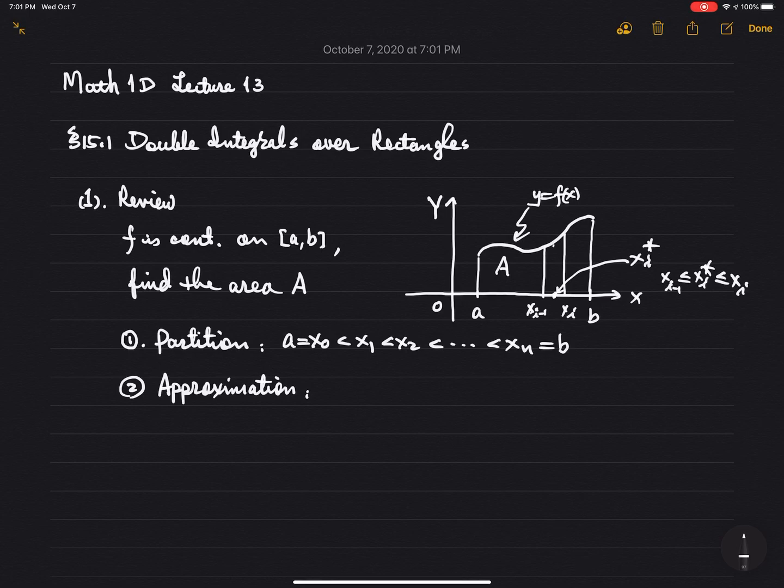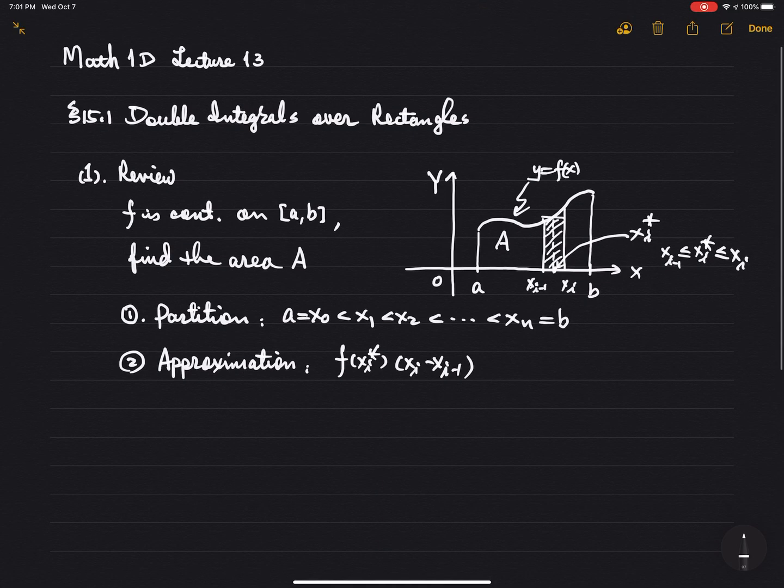And then we evaluate the function value at that point. Suppose this is the function value. Then we create a rectangle, and we use the area of this rectangle to approximate the area under the curve. So that's the approximation. The approximation is f(x_i star), that's the height of the rectangle, and the width, of course, is x_i minus x_{i-1}. Sometimes we call this difference delta x_i.